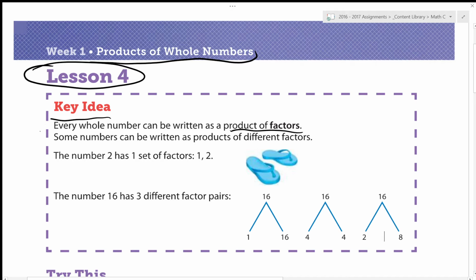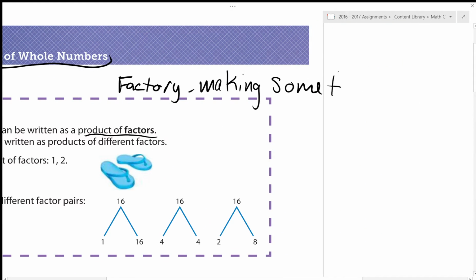On here it says every whole number can be written down as products of factors. Remember, factors is like a factory, making something out of smaller things.